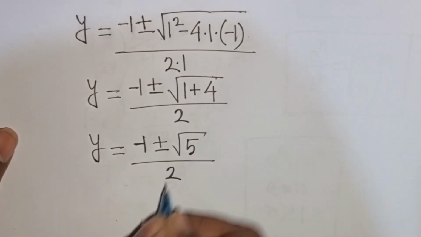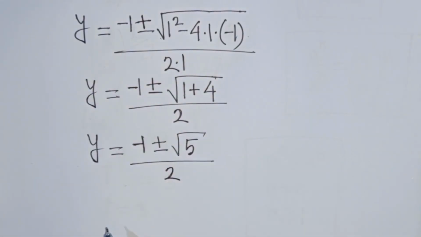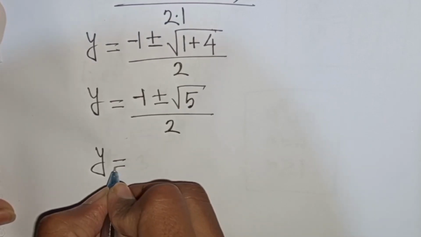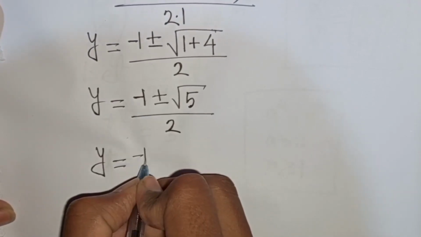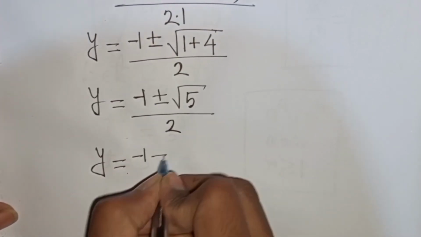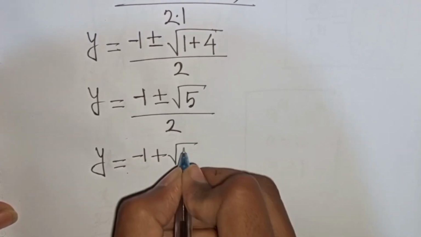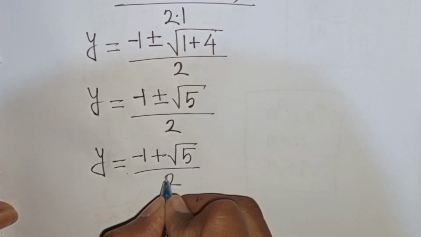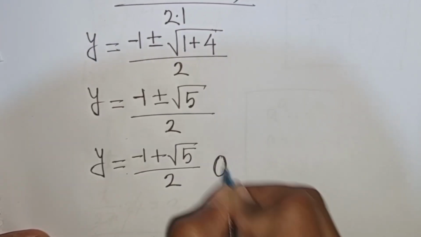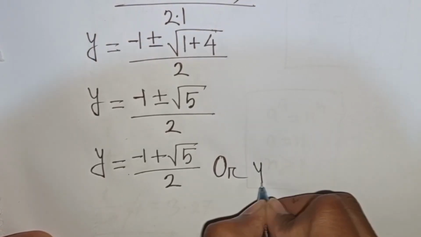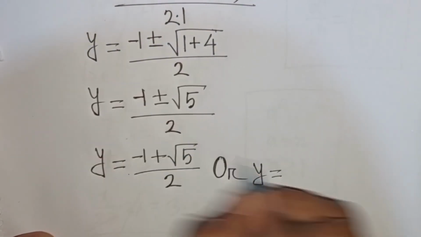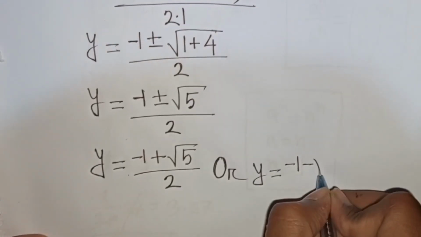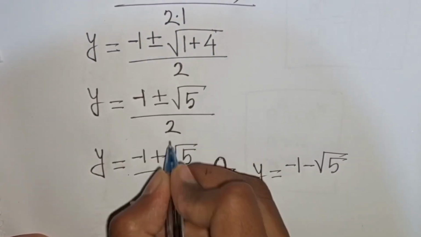Now we see here two cases, so we can write here y is equal to minus 1 plus square root of 5 divided by 2, or y is equal to minus 1 minus square root of 5 divided by 2.